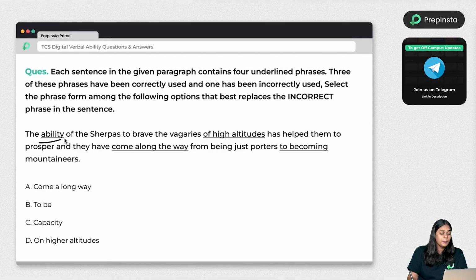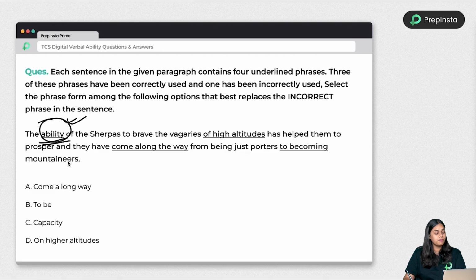Alright, so the ability of the Sherpas, we're talking about the term ability over here. Now, ability is being replaced by the term capacity. Do you think there's a difference between ability and capacity? Yes, definitely there is. Capacity relates to one particular task. Let's say I have the capacity to eat a lot, or I have the capacity to drink 4 liters of water. So that capacity is limited to one particular action. But when you talk about ability, being able to do something, that ability revolves around the entire personality. So we're talking about the ability of the Sherpas and not just the capacity. I hope you understand the difference between the two.